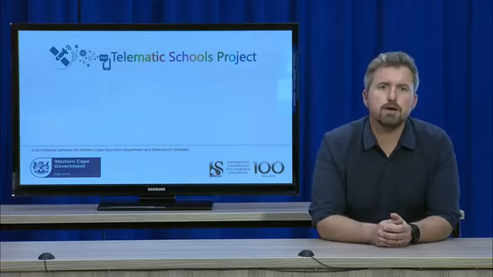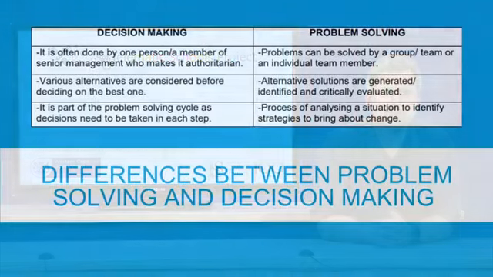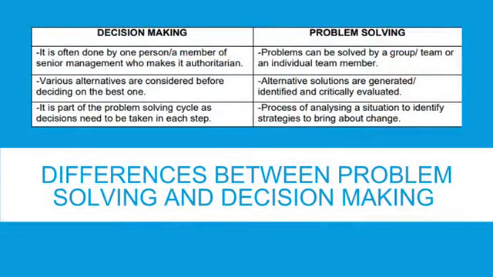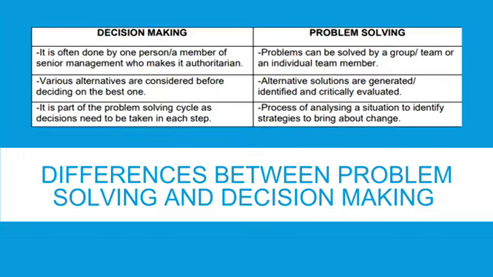Now we're going to move on to the first section that we're going to look at, and that is looking at the difference between problem solving and decision making. Now, the question that can be asked is tabulate the difference between problem solving and decision making, or distinguish or differentiate between the two.